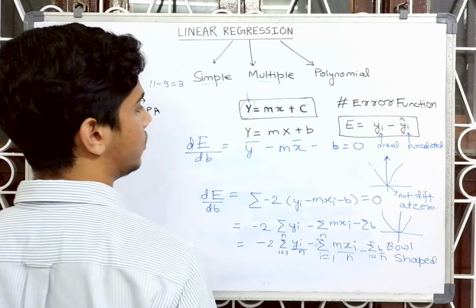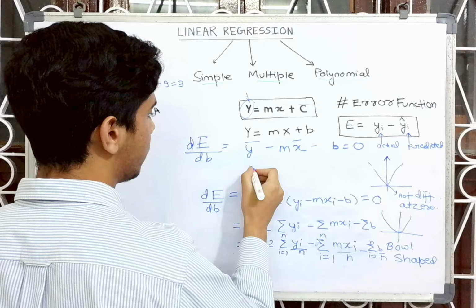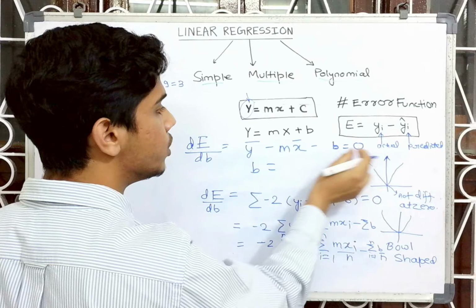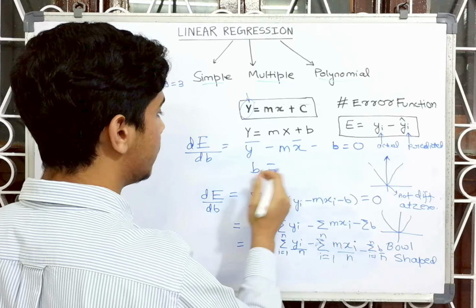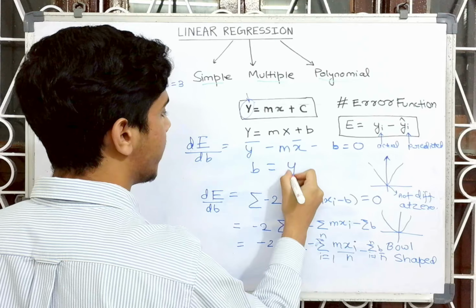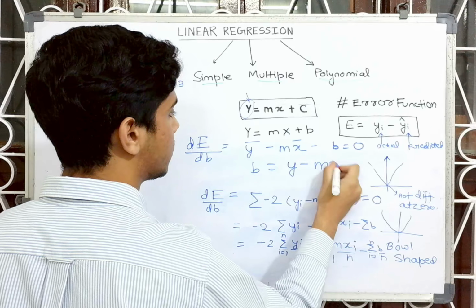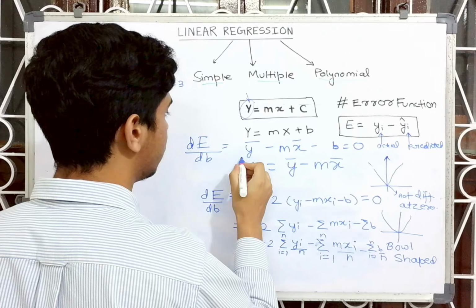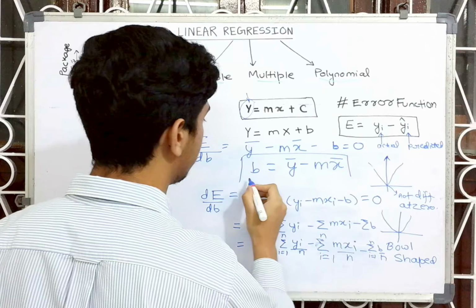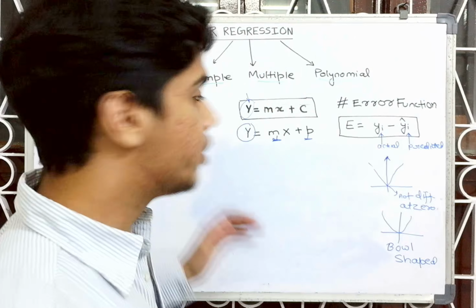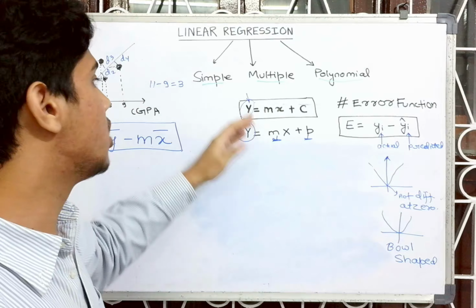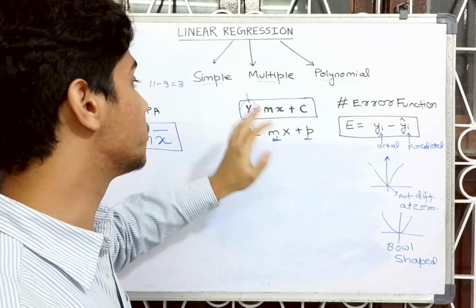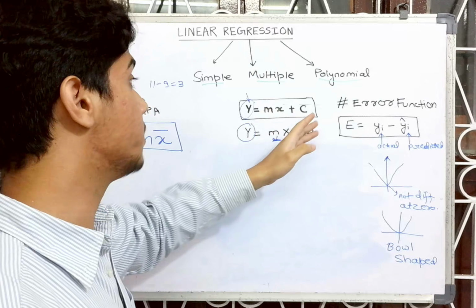Equals 0. Here we can write b equals, we can take this negative b to the other side and it will become positive. b equals y minus mx, where y is the y mean and x is the x mean. This is the equation of b. So finally we got the equation for b, but we also have to find it for m, because the error depends on both m and b.